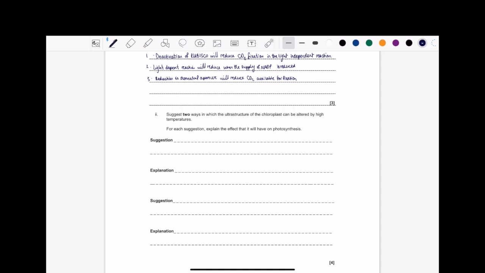Just think about where are you in this question. Well, I know I'm in the photosynthesis topic, okay, but where is high temperatures most likely to affect more? Well, the light dependent stage. Okay, well what actually happens in the light dependent stage? Where is it? What are the key components? Membranes, chlorophyll, and so that way you can make your answers.